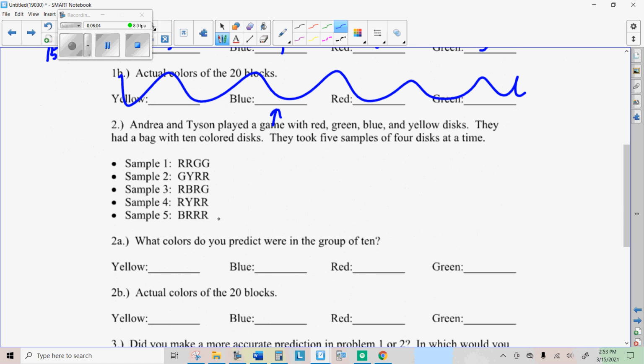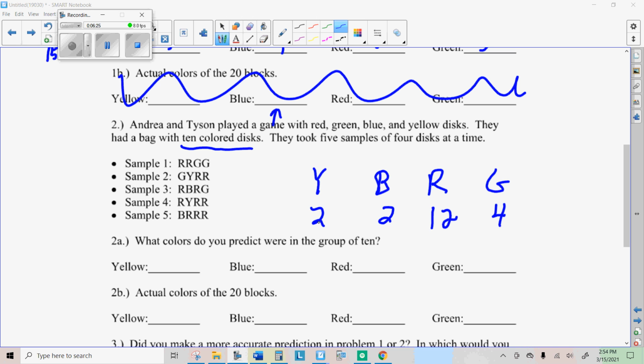Here we took 5 samples. There's 10 colored discs. And we're going to try and figure out how many of each color are in there. So count the yellows, count the blues, count the reds, and count the greens. Once again, make sure your total adds up to how many are in this sample right here. Okay, you should have got that.